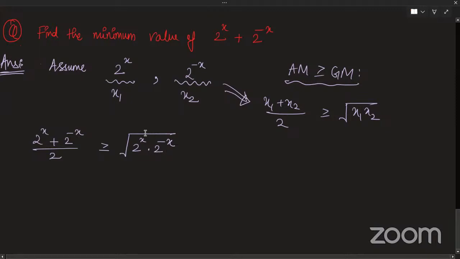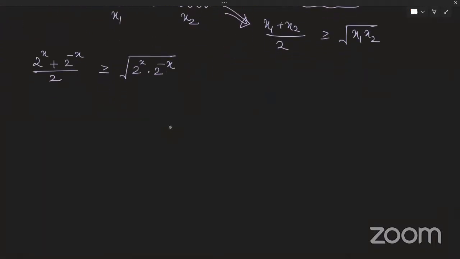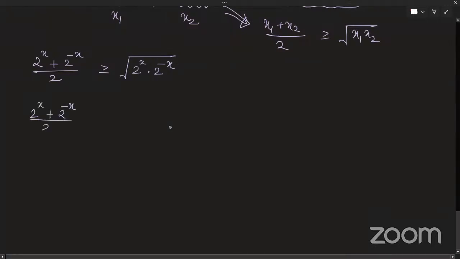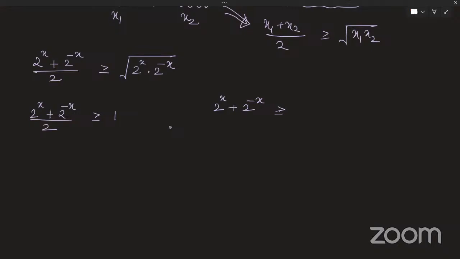Now can you tell me what this thing will become? 2 raised to x multiplied by 2 raised to minus x, what will it be? Correct, it will be 1. So 2 raised to x plus 2 raised to minus x, divided by 2, will be greater than or equal to 1. So what value can I say 2 raised to x plus 2 raised to minus x will be greater than or equal to? It will be 2, not 1, because I have a 2 in the denominator also, and that 2 can come over here.